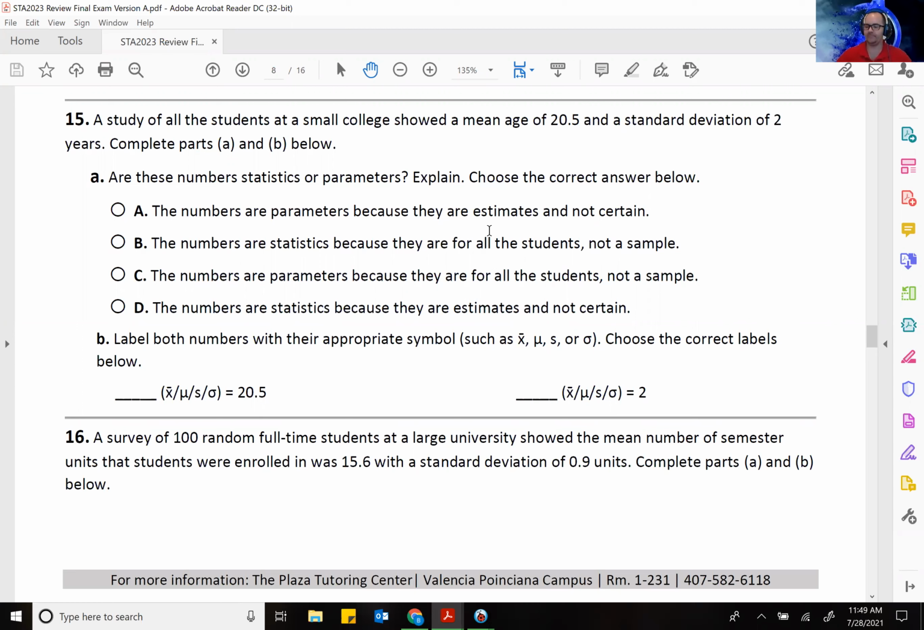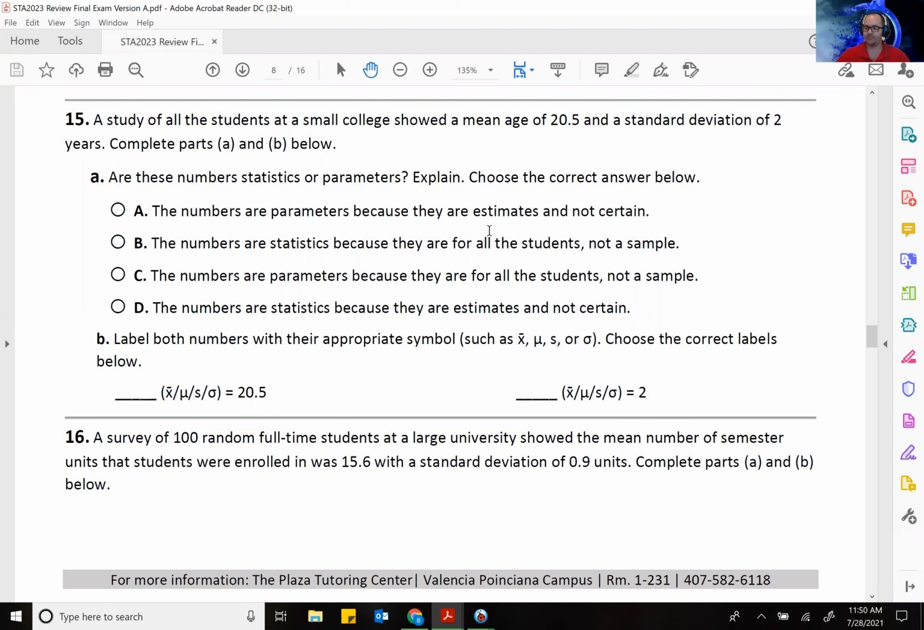So part A. Are these numbers statistics or parameters? Explain. I would say that they are parameters. Why? Because it's saying that all students at a small college. So all. So which one would it be? A, B, C, or D? I think it's C. Correct. C, because C states that they are parameters because we are talking to everybody. It's not a sample. I didn't survey anybody. I talked to everybody. This is a census, so to speak.